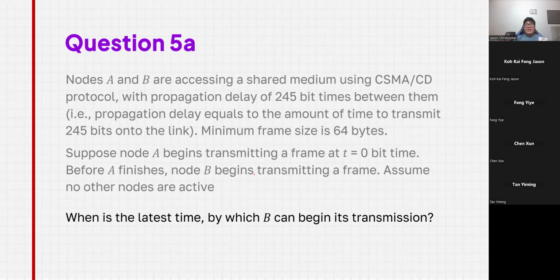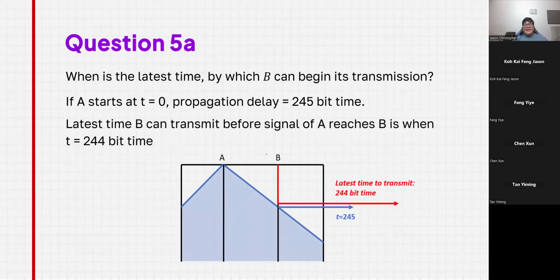So in this case, we have to first analyze this question, which can be rephrased. When is the latest time that B can begin transmission is rather like saying, when is the first time that B can no longer transmit? That moment comes when the first bit of A arrives at B, because at that point B will sense that someone is speaking, so B can no longer speak.